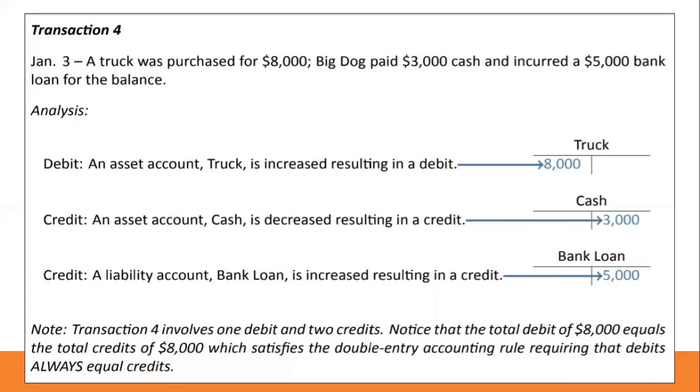On the other hand, bank loan is also increased because out of $8,000, only $3,000 was the amount that we paid, but the rest is being loaned. So that's a bank loan, and our bank loan also increased because that's our liability. We need to pay that liability in the future. And take note that transaction 4 involves 1 debit and 2 credits, right? Notice that the total debit of $8,000 equals the total credits of $8,000, which satisfies the double entry accounting rule requiring that debits always equal the credits.